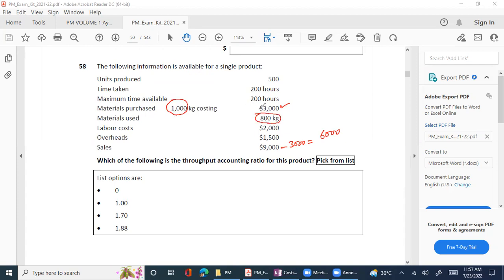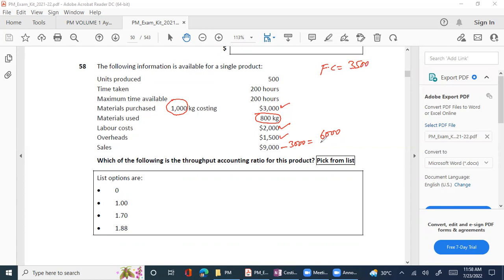We know that in throughput accounting, we do not hold inventory. So inventory is not recognized as an asset. So we will have the cost of material equal to the cost of material purchased. Now the factory costs are labor cost and overhead cost. So the total will be 3,500. Your factory cost or fixed cost is 3,500.